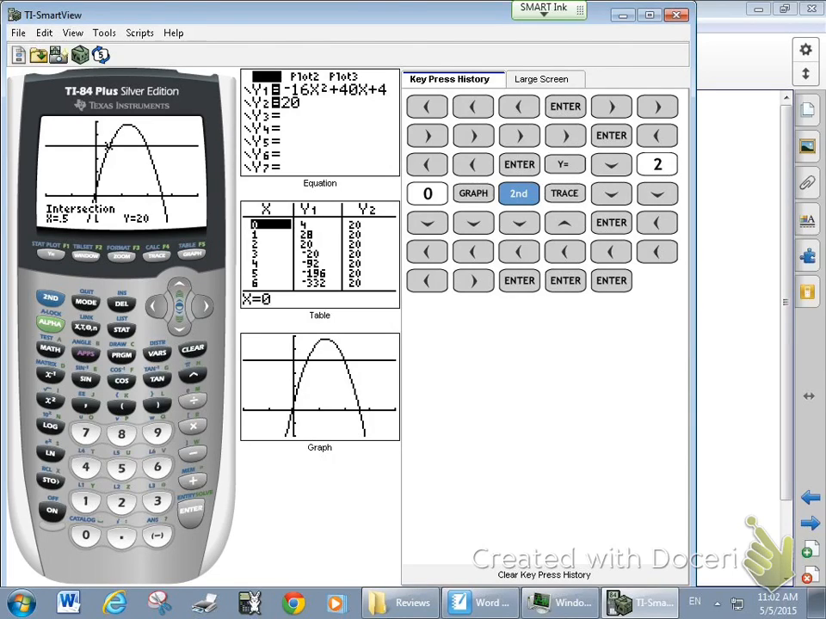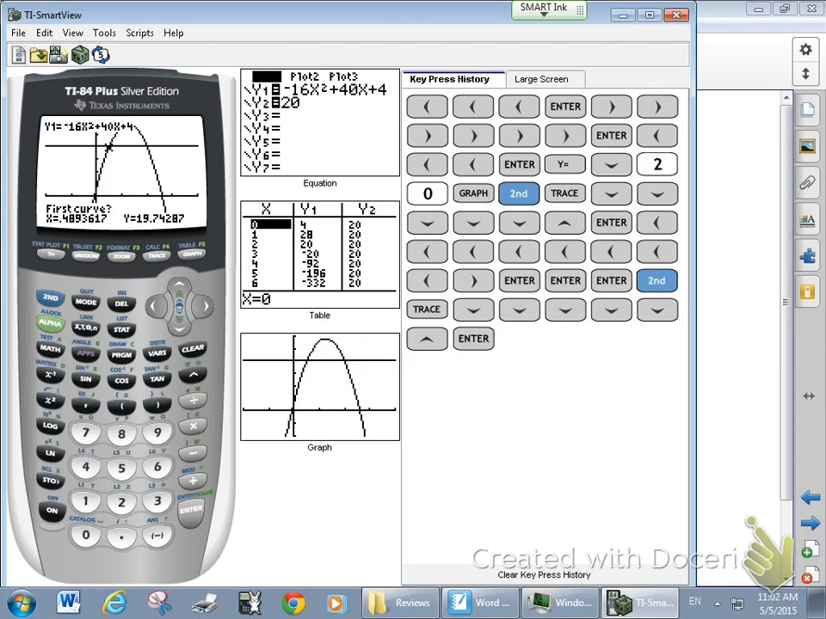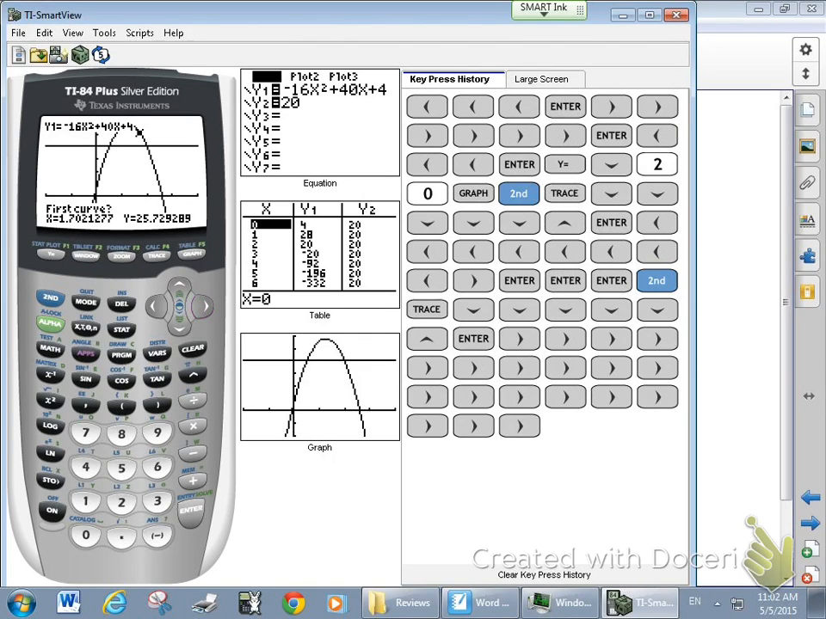But we also know that it has to come down, and so we need to find the other intersection point. So we're going to do the same process. Hit second, trace, and select number 5, intersect. And this time we're not going to hover over the first intersection point, but we will now hover over the second. Hit enter, enter, enter, and you see that the intersection point for the second one is 2 seconds.